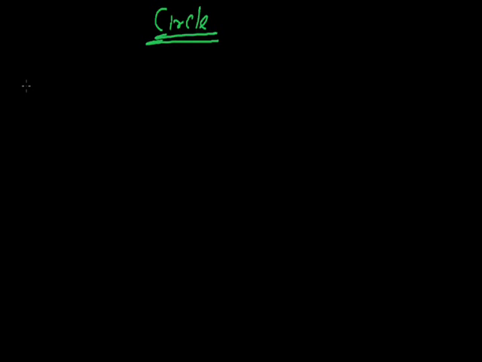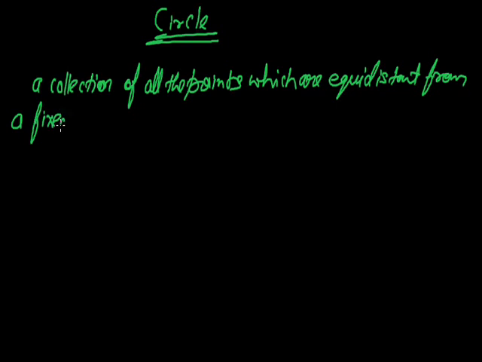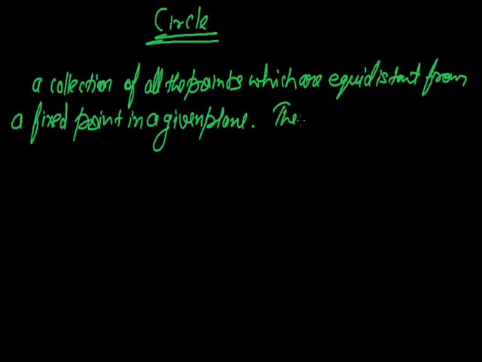First of all, what is a circle? To define a circle, we can say that a circle is the collection of all the points which are equidistant from a fixed point in a given plane.